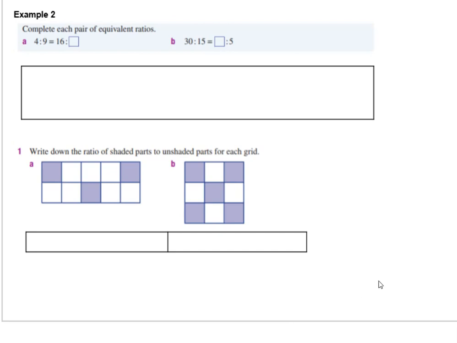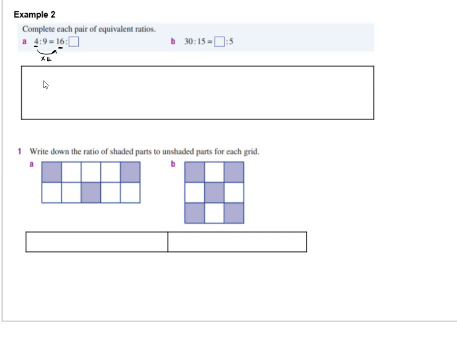So example 2 says complete each pair of equivalent ratios. Now you just noticed I made that mistake there at the part where I said fractions, because essentially equivalent ratios and equivalent fractions are very similar indeed. Okay, so if we look at these two ratios here, we're going to look at the 4 compared to the 16. And what we're going to say is, what do I times 4 by to get 16? Okay, so how do I change the 4 to a 16? Of course, I'm going to times it by 4.